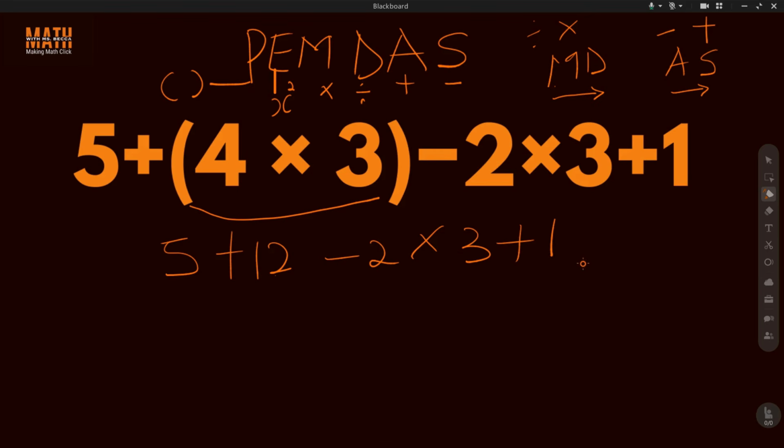Now, looking at what we have left here, you see that there is no division. So that means we are to multiply. Let's take a look at where the multiplication is. The multiplication is here. So we say 2 times 3. This becomes negative 6 plus 1, while we keep the 5 plus 12.